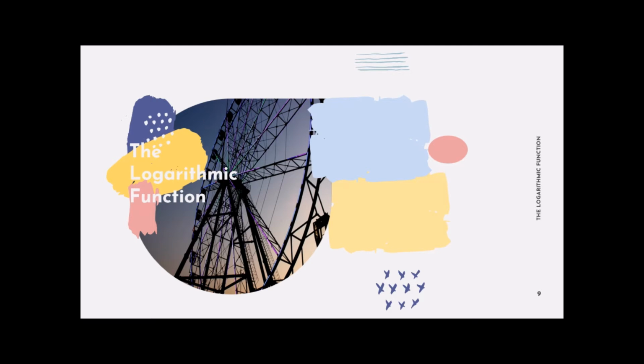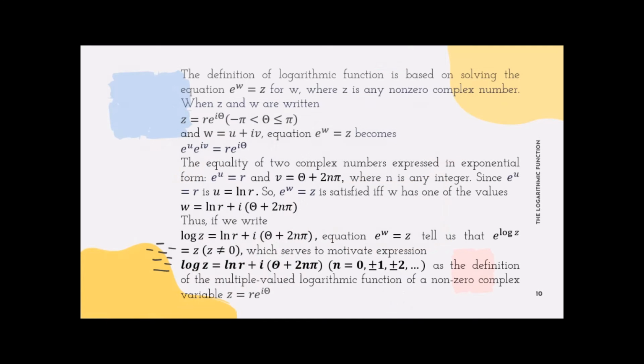And we go to the next slide, the logarithmic function. The definition of the logarithmic function is based on solving the equation exp(w) equal to z for w, where z is any non-zero complex number. When z and w are written, z equal to r exp(i theta) for theta more than minus pi and less than or equal to pi, and w is equal to u plus iv.